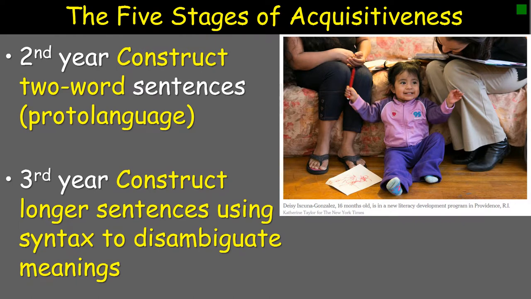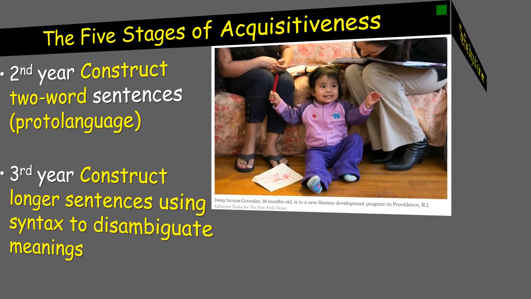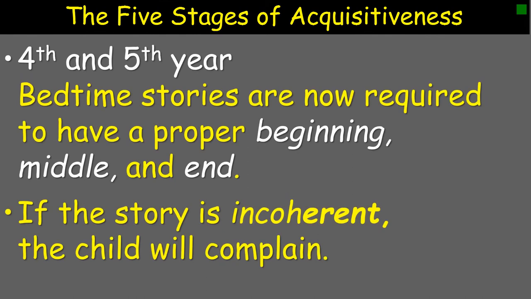Now, by the second year, they're constructing two-word sentences, what we call proto-language. And in the third year, they construct longer sentences using syntax to disambiguate the meanings. But like Kanzi, they were tuning in. They could understand longer sentences back in the second year. They just were not producing longer sentences.